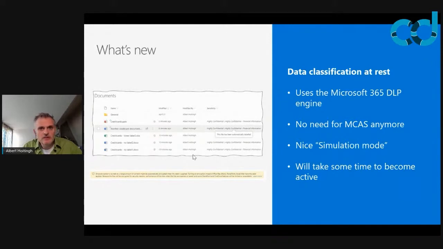The problem with Cloud App Security is the license. It's a very expensive license, and it's not included in the more commonly used licenses for Microsoft 365. But right now, within a subset of licenses, you get your data classification at rest functionality, so you don't need MCAS anymore for this. It allows you to classify information at the background level based on sensitive information types. It will take some time to become active.